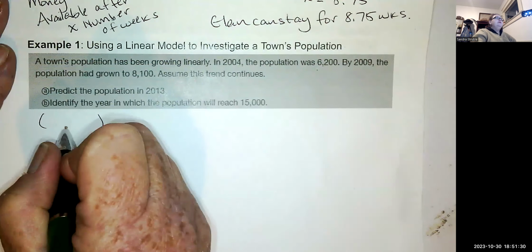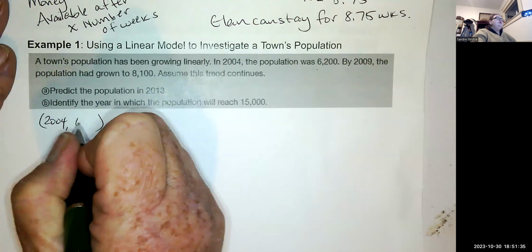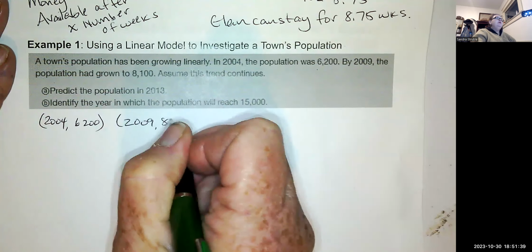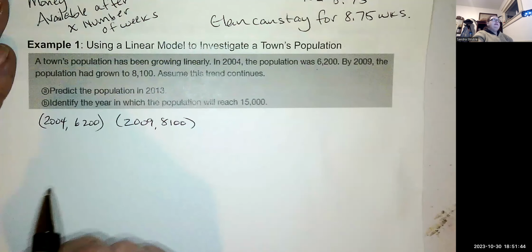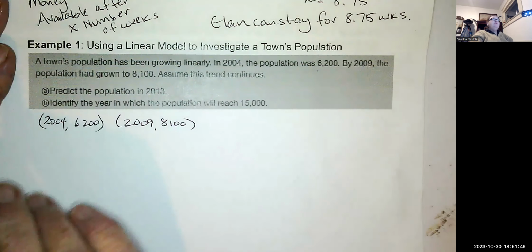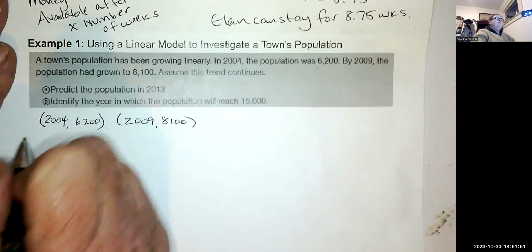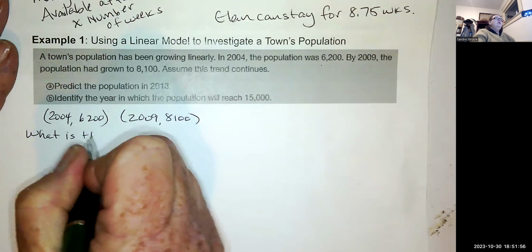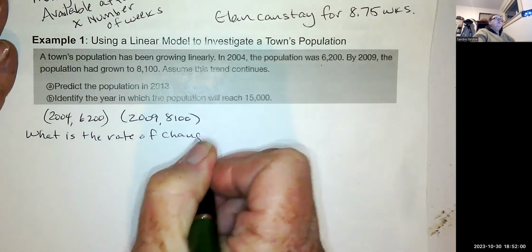Well, what I see here is we have 2 points. All right. In 2004, remember time is always your x, we have 6,200 for population. In 2009, we have a population of 8,100. They want us to predict the population in 2013. Can't do that until we have a function. So for me, what is the rate of change? You'll have to do this first.